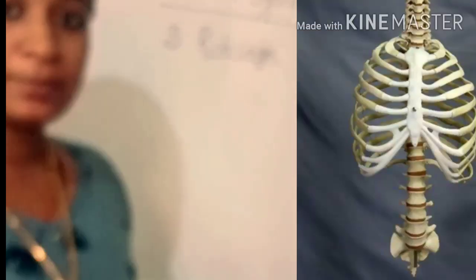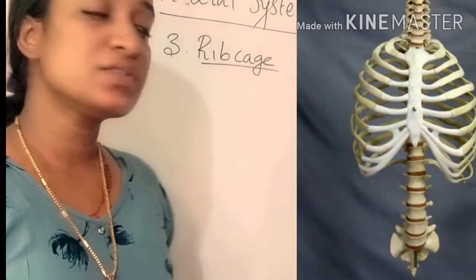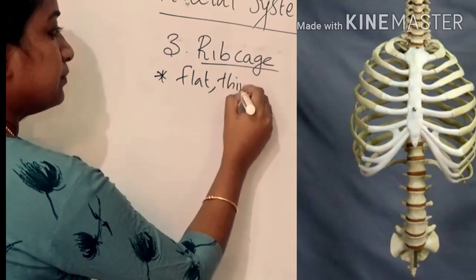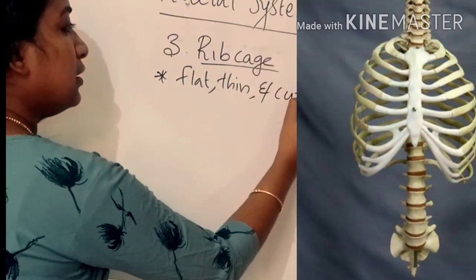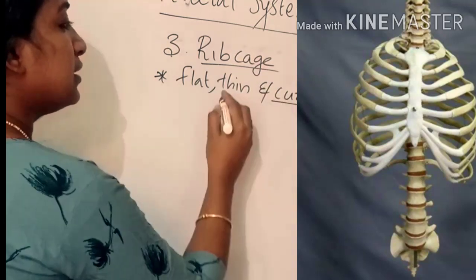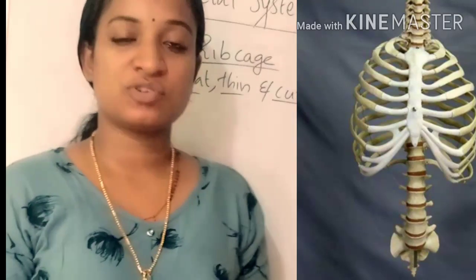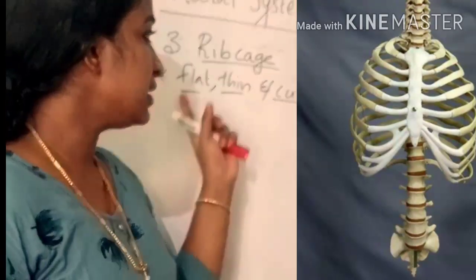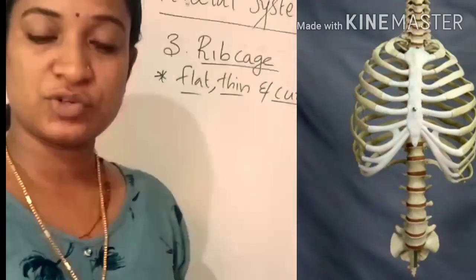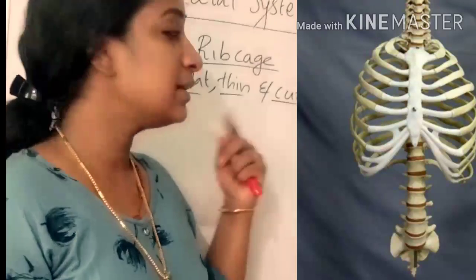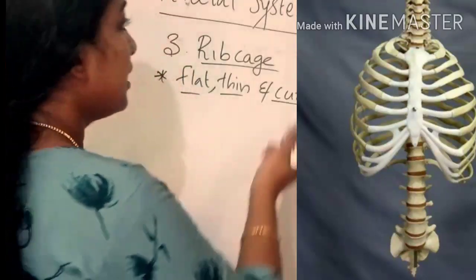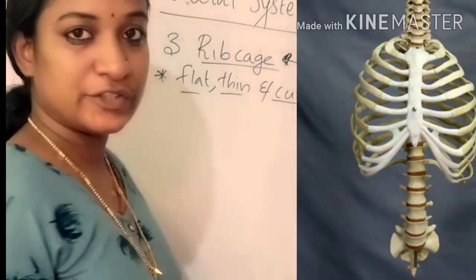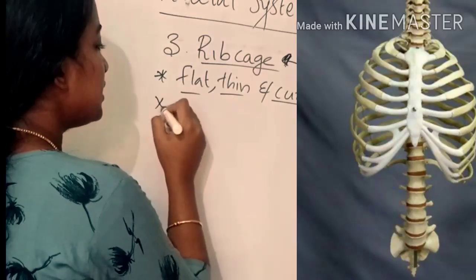So when we talk about the rib cage, the bones in the rib cage are flat, thin and curved. Okay, so this is called a rib cage because these bones make a cage-like structure. This flat, thin and curved structure of bones makes a cage-like structure, and it is called a rib cage.